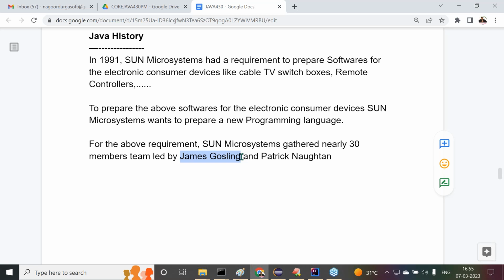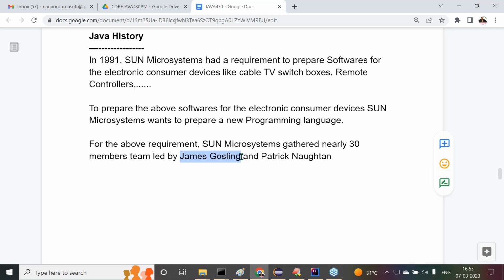Mother of Java, James Gosling's wife, right? If he is the father, definitely his wife is the mother of Java. Anyway, leave it, not required here. So the point is what?